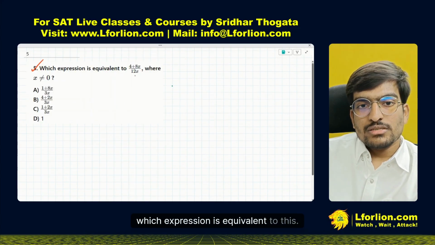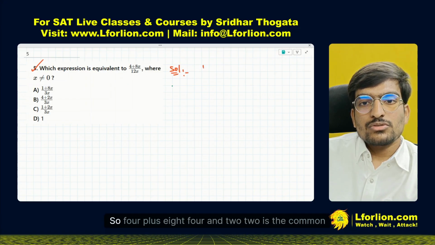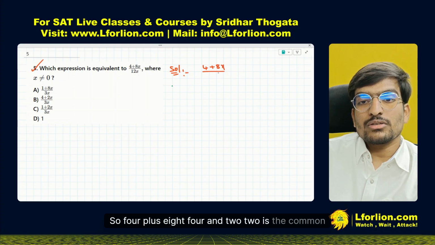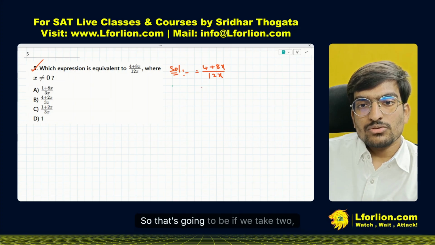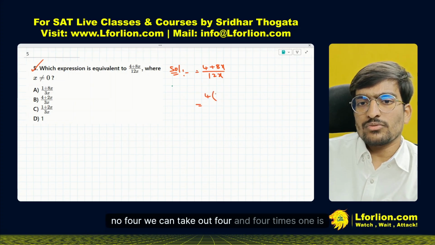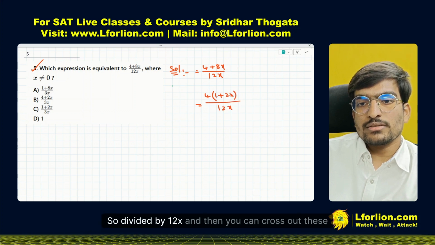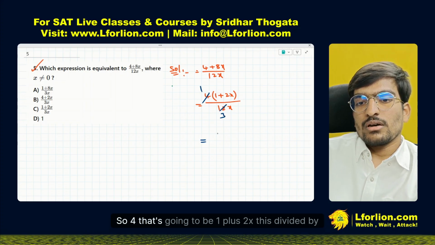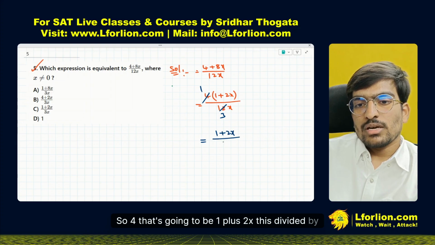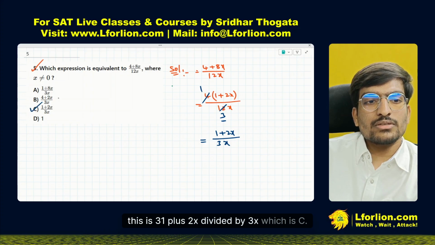Which expression is equivalent to this? Always look for something in common. 4 plus 8x: 4 is the common thing which we can take out in the numerator. So 4 times 1 is 4 and 4 times 2x is 8x, divided by 12x. Then you can cross out the common things in both numerator and denominator. 4 times 3 is 12. So that's going to be 1 plus 2x divided by 3x, which is option C.